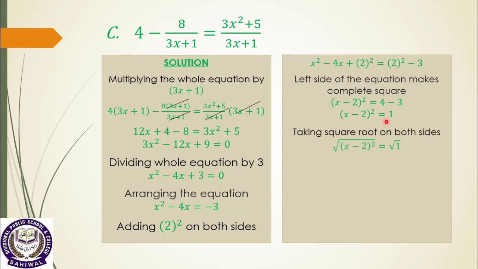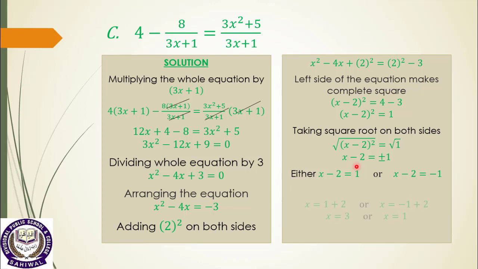Taking square root on both sides, we get square root of x minus 2 the whole square is equal to square root of 1. The square and the square root cancel each other and we get x minus 2 equal to plus minus 1. Which means that x minus 2 has two values, either it is equal to positive 1 or negative 1. Solving it for the value of x, we get x is equal to 3 or x is equal to 1. Writing it in the solution set, we get 1 and 3 written in the braces.